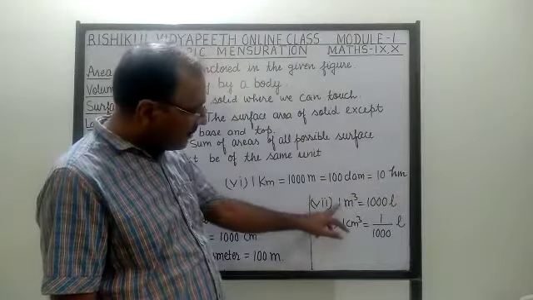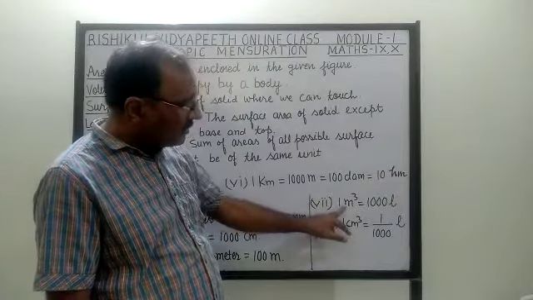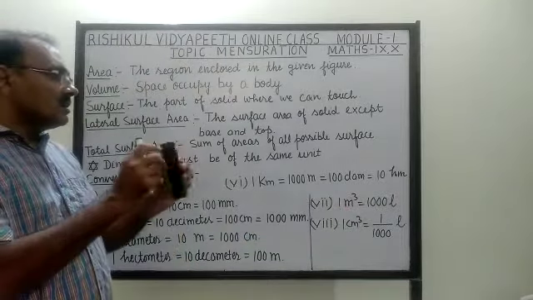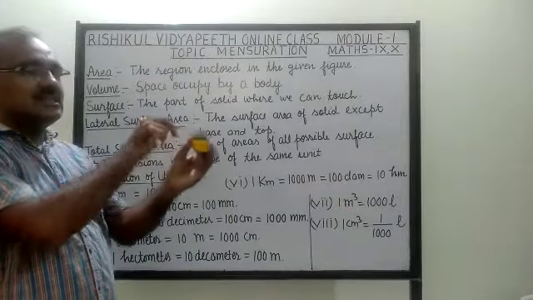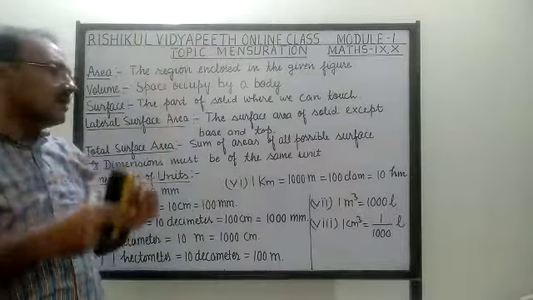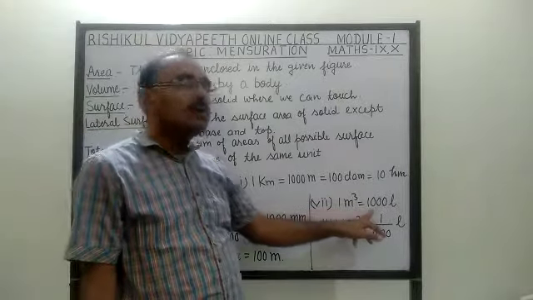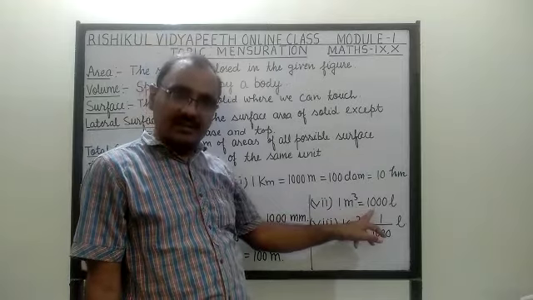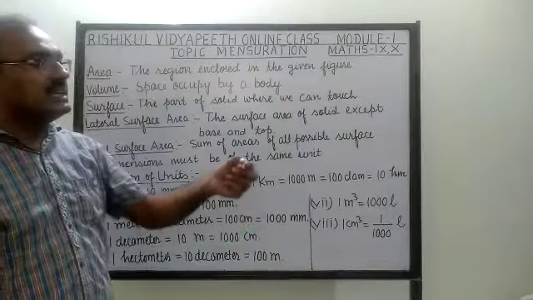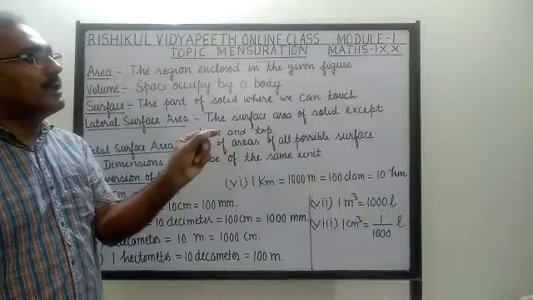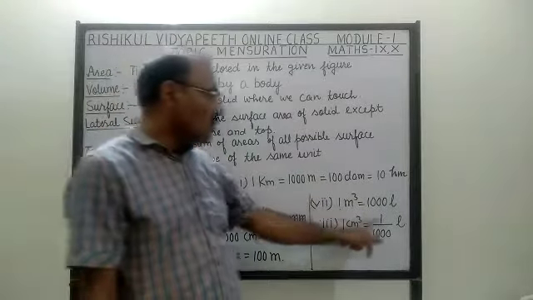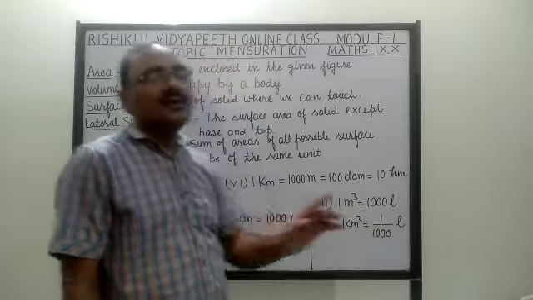And remember, very important unit: 1 meter cube means if you take a container whose length is 1 meter, breadth is 1 meter, height is 1 meter, it holds 1000 liters of water. Clear? And 1 centimeter cube means 1 centimeter length, 1 centimeter breadth, 1 centimeter height. The container has 1 upon 1000 liter of water.